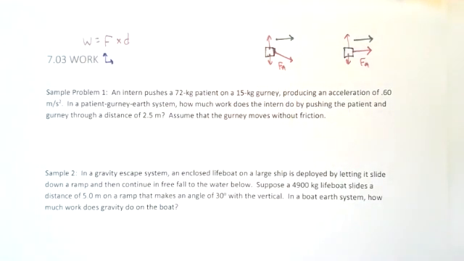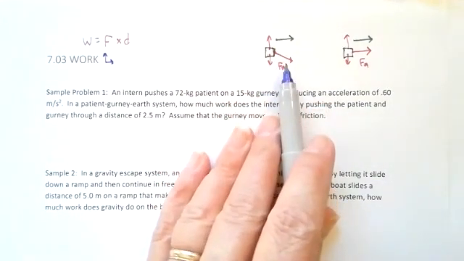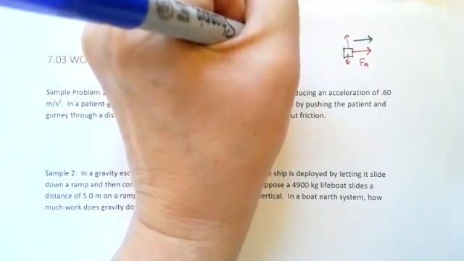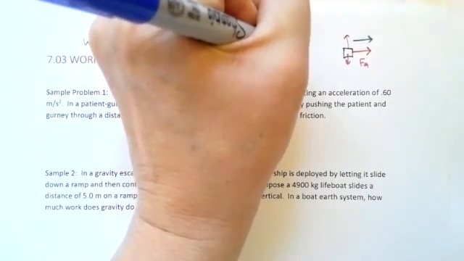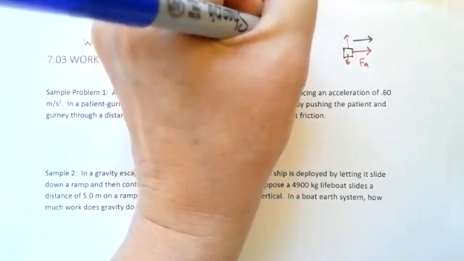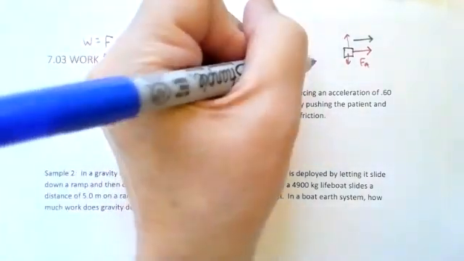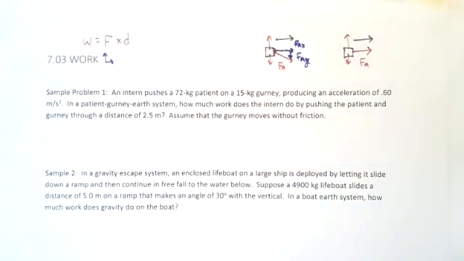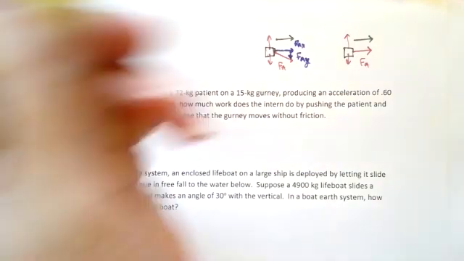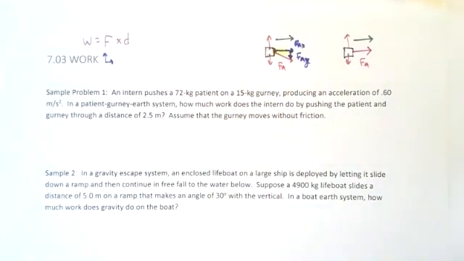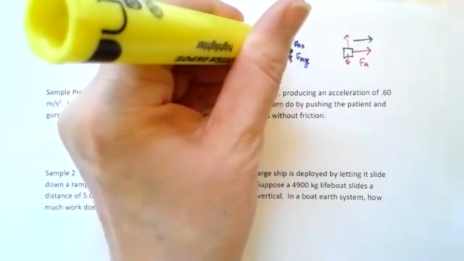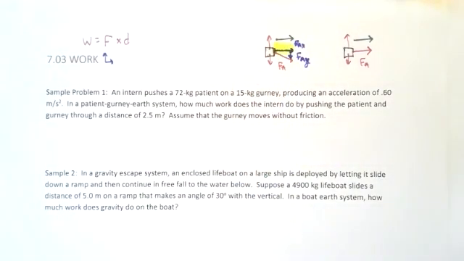The components of this applied force are not 100% along my motion pathway. My motion is here, my force is here. So what we see is when I split this out, I have F_AY and F_AX. It is this component of my force that's causing the motion. And so I have to be careful.